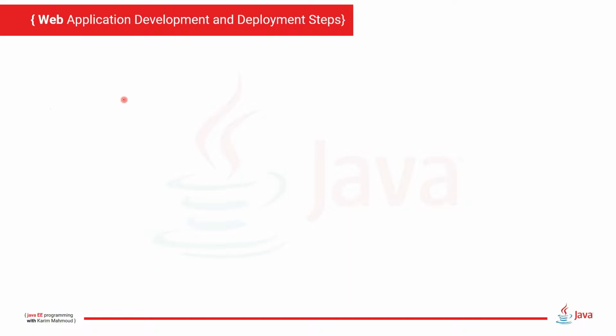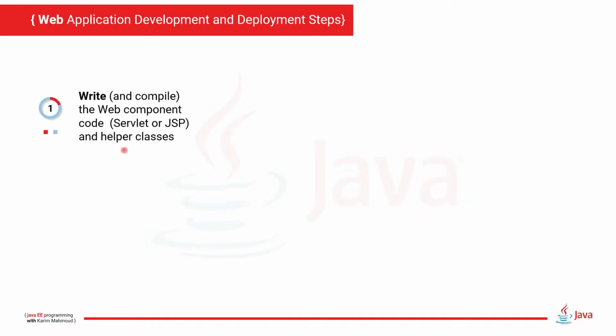The steps are: the first step is to develop the web component using Servlet and JSP, and then create a helper class in Java if needed. For example, if we want to connect a database or create a specific business logic, we have to build the Java layer first. The next step is to create any static resource.